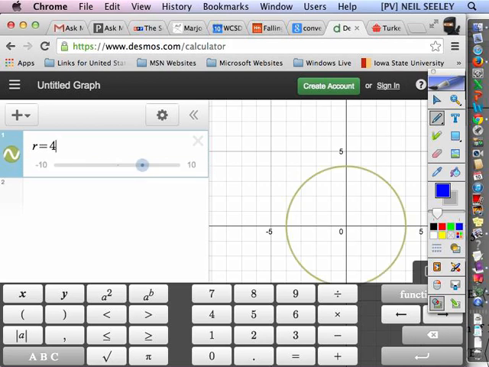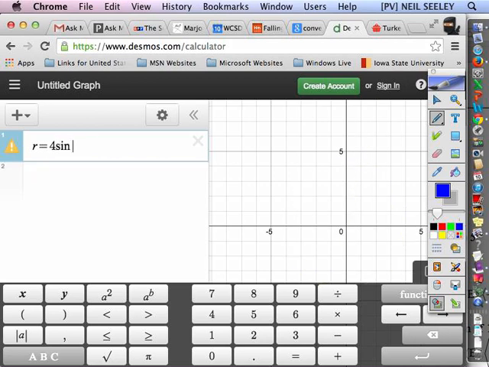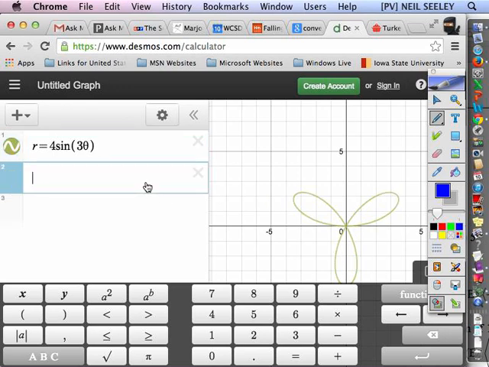We're doing 4 sine 3 theta. And there's our little petals. There's 3 of them. It has an orientation, which would be different from if I put it in terms of cosine. So why don't you guys take a peek at my cosine version and see if you can come up with a good reason what the difference is on that.